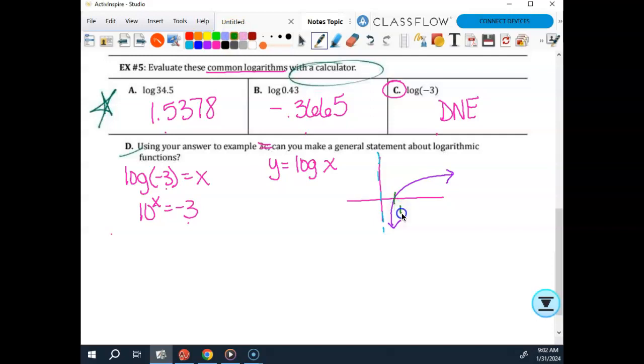This right here is 1. Because if this is the parent function, the log base, whatever, the base doesn't matter. The log of 1 is 0 every time. Knowing what this parent function looks like can help you.